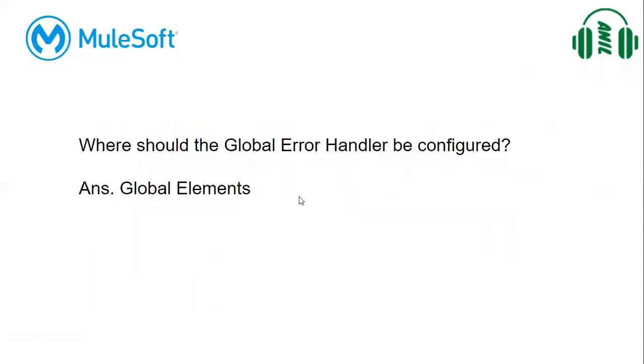And the last question is, where should the global error handler be configured? This is also one of the compulsory questions, and most of the people will answer this. So the answer for this is global elements.